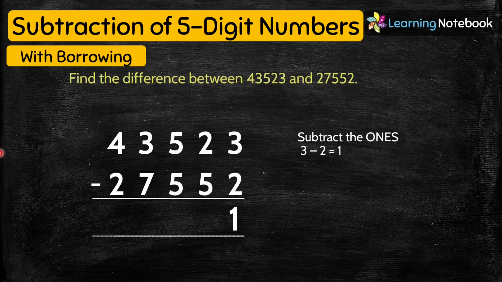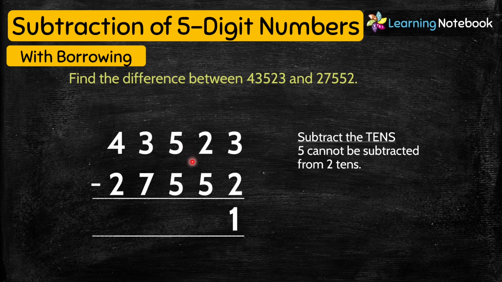Now let's subtract the digits at tens place. But 2 is weaker than 5. So 2 needs to borrow. It will borrow from hundreds place. So 5 becomes 4 and 2 becomes 12. Now we can easily subtract: 12 minus 5 equals 7.